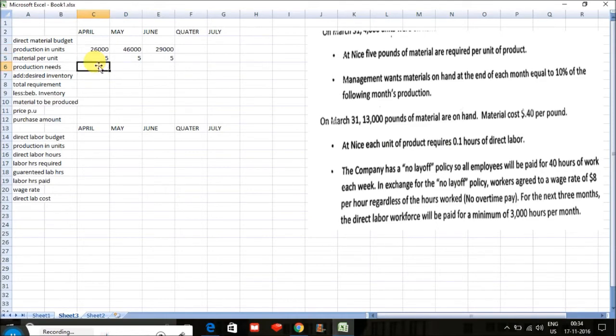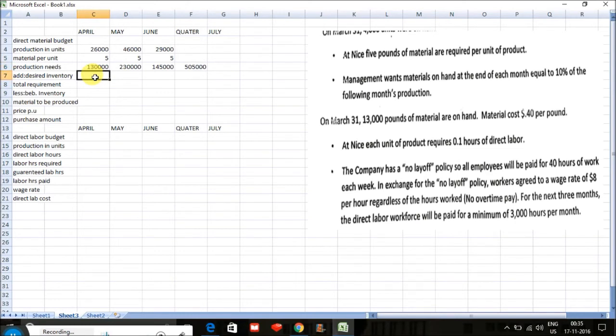So the material requirement for the month of April will be 26,000 into 5, that is 1,30,000. For the month of May it is 2,30,000, and for the month of June it will be 1,45,000 units. And for the whole quarter it will be the summation of all these three. That is the sum, that is 5 lakh 5,000 units.